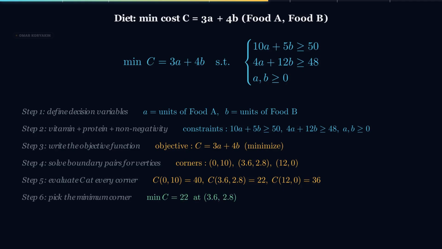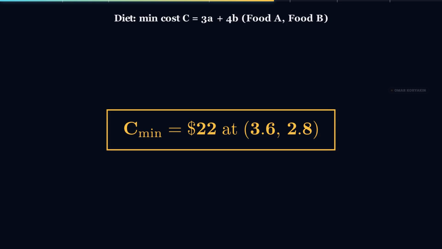Step 6. Identify the minimum. The smallest value is 22 at (3.6, 2.8). So the minimum cost is $22, achieved by buying 3.6 units of food A and 2.8 units of food B. So the minimum cost diet uses 3.6 units of food A and 2.8 units of food B for a total cost of $22.